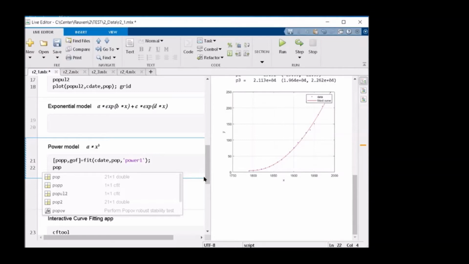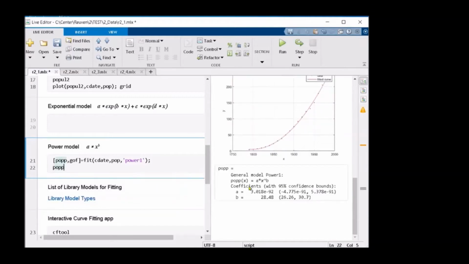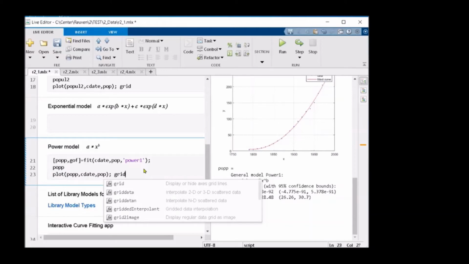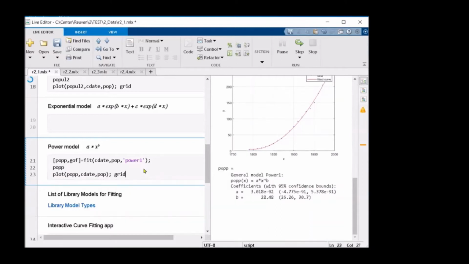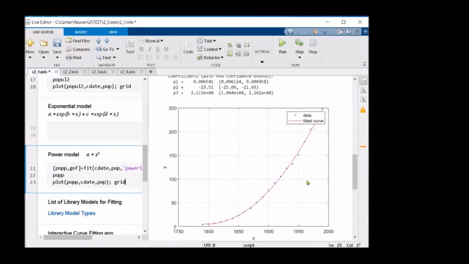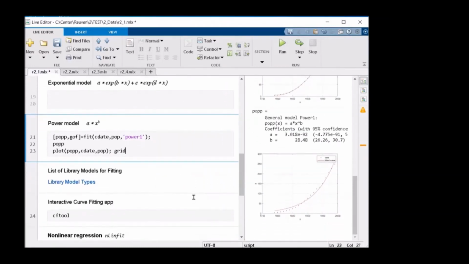Let's continue. We can see the structure of this result. Again, you can see the equation of this power fitting and the coefficients A and B. And also we can plot the result. Again, when we use fitting, we should start from the result, from the structure. The structure is population double P, again cdate, and our population. We can use grid again. We can maybe make a legend, but it's not so important. Here is the result of power fitting of the model. It's very close, but maybe the first one, polynomial, is better. Even the second degree polynomial is better than the power estimation.